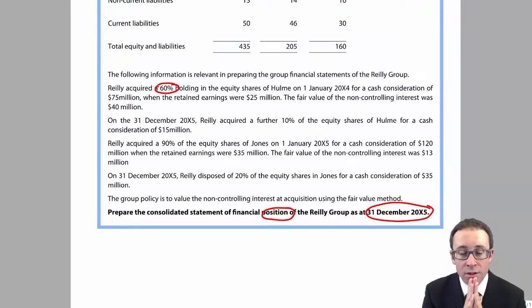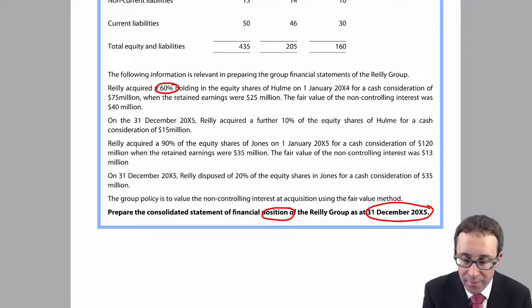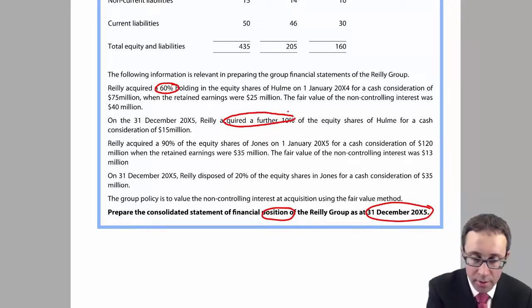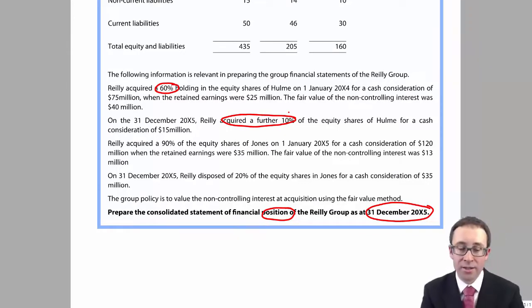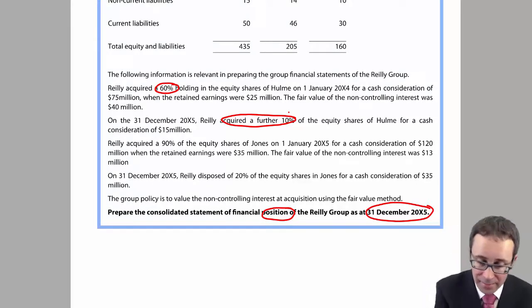It then goes on to bring in 31st of December X5, so this year. So we acquired a further 10%. So we've gone from 60 up to 70. So there is a change in ownership, isn't there? Okay. The non-controlling interest was 40, and it is now at 30? Okay. And it tells us there was a consideration there of 15 million.